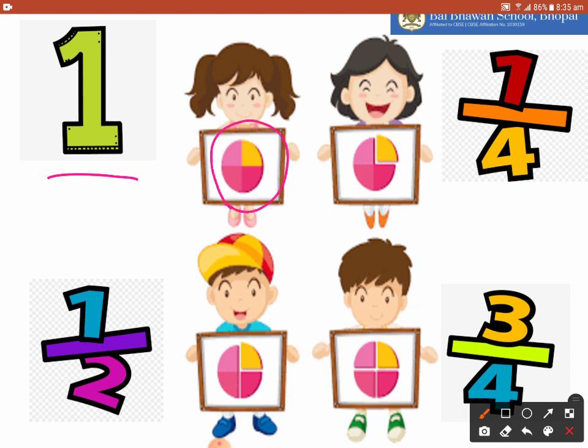Suppose this circle is divided into 4 equal parts, and if we take out one part out of it, this one part out of 4 equal parts is represented by 1 upon 4, which is also known as a quarter. If we take out two parts out of these 4 equal parts, the fraction is 2 upon 4, but it is representing half of this circle. And if we take out 3 parts out of these 4 equal parts, this is representing 3/4, or 3 parts out of 4 equal parts.